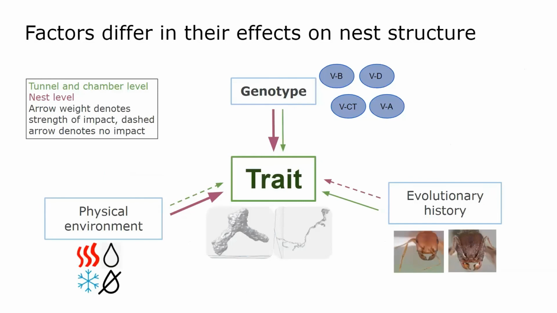Overall, we found that the factors we examined differ in their effects on nest structure. While the physical environment impacted nest level measures, we found a stronger influence of genotype and evolutionary history on the structure of our ant nests, in that they impacted measures at the tunnel and chamber level as well as the nest level itself.